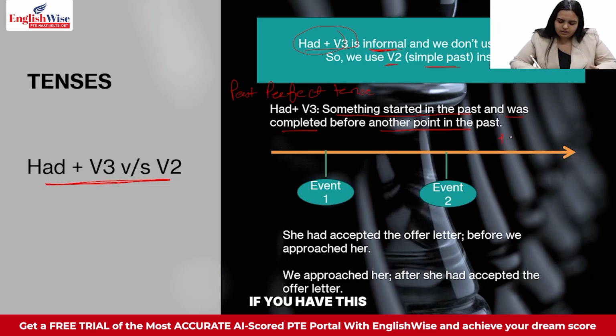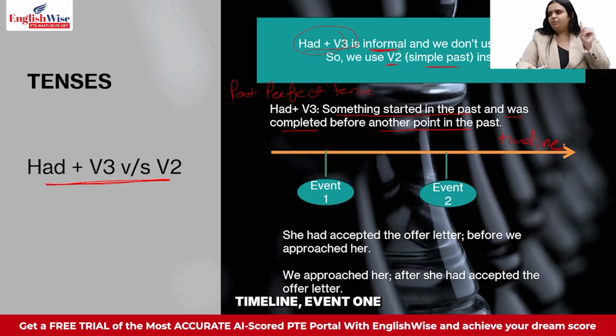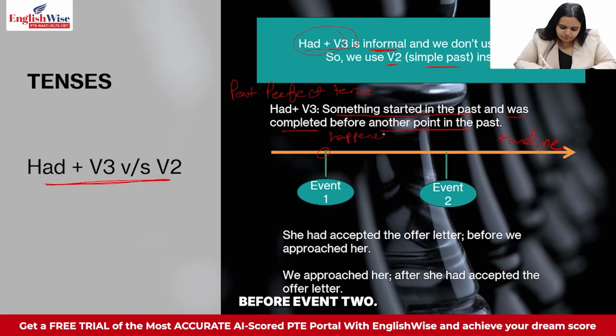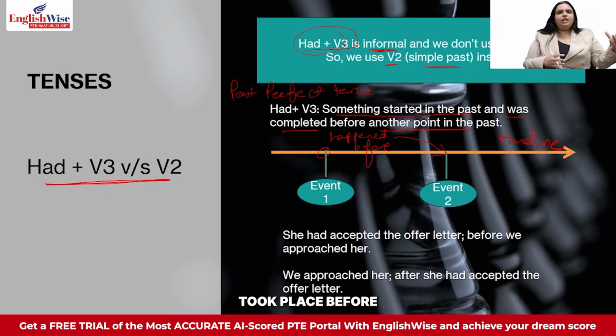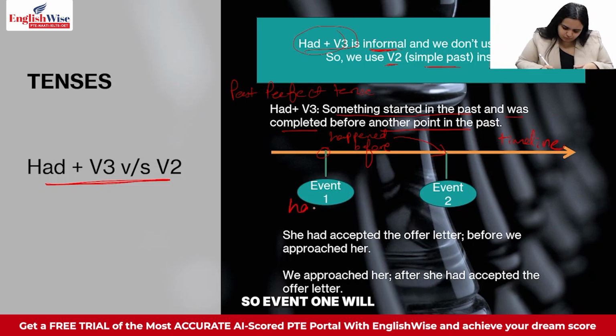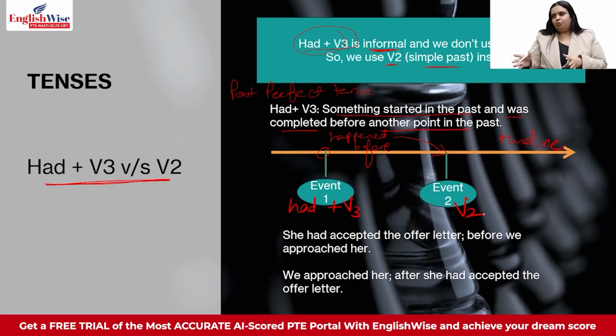Let us say you have this timeline over here, and there are two events on this timeline, event 1 and event 2, and you want to show that event 1 happened before event 2. So you want to show that event 1 took place before event 2. That is when you give it had plus V3. So event 1 will take had plus V3 and event 2 will take simple V2. I have some examples over here.